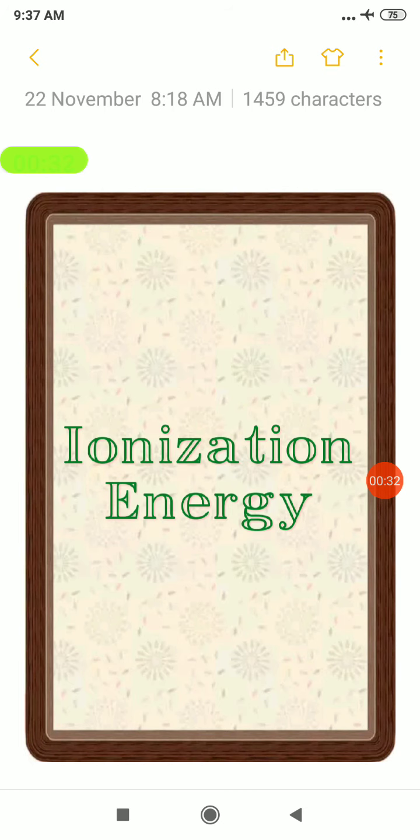Okay, so first we have to know what is called ionization energy. Dear students, before this we have seen the formation of ions, and now we are going to see ionization energy. Look at the term ionization. What can be called ionization? Any idea? Yes, ionization is the process of converting an atom into an ion.